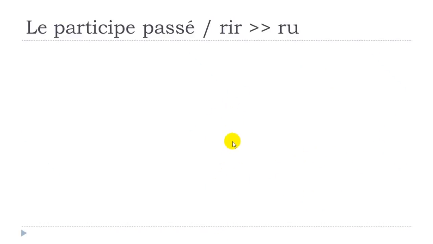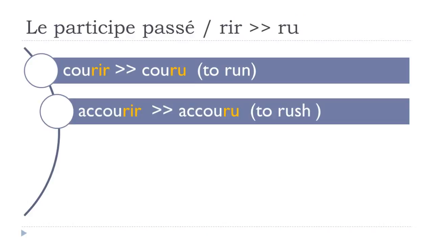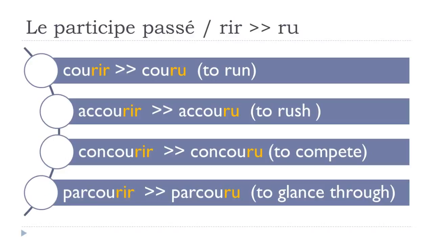All right, so let's discover a few groups of verbs. Verbs ending with RIR will become RU for the participe passé form. So we'll see a few verbs. Courir, couru. Accourir, accouru. Concourir, concouru. Parcourir, parcouru.